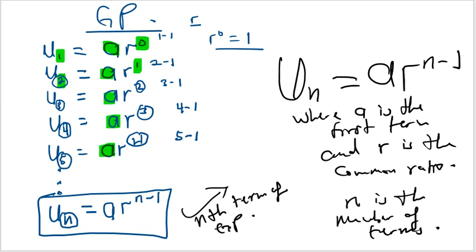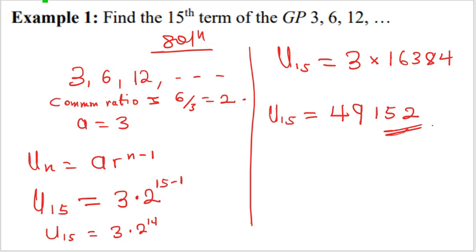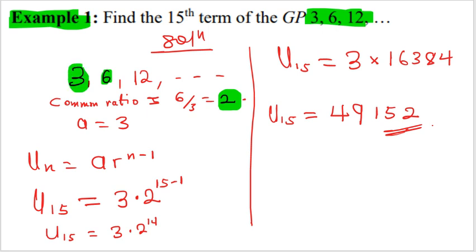So let us pick our first example. Under example 1, we are to find the 15th term of the GP, which is 3, 6, 12, and so on. Now, this is a GP in the sense that if I divide 6 by 3, I will get 2. If I divide 12 by 6, I'll still get 2. Therefore, my common ratio is 2, and the first term is 3. So I have a to be 3, and my common ratio to be 2.